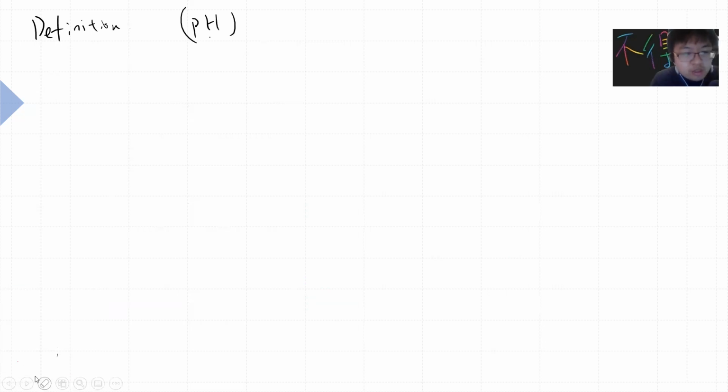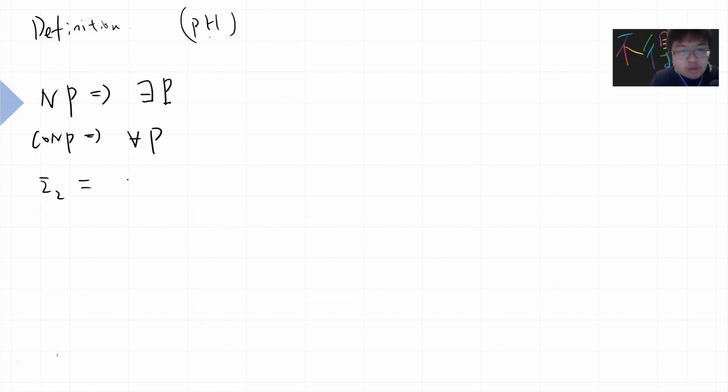Okay, so remember what NP is. NP is defined to be, let me do it very sloppily, there exists some certificate, and then you get a verifier. So let's call it exists P, meaning the right-hand side is some polynomial-time Turing machine. And co-NP is, let me just write, for all P. Okay, so sigma 2 is defined to be exists for all P, and pi 2 you can define as for all exists P.